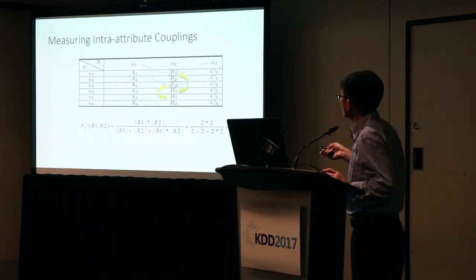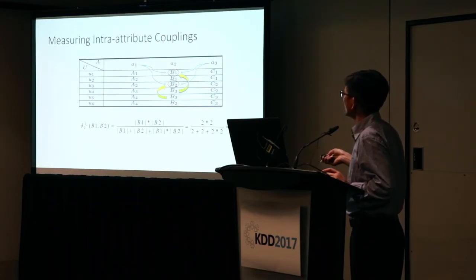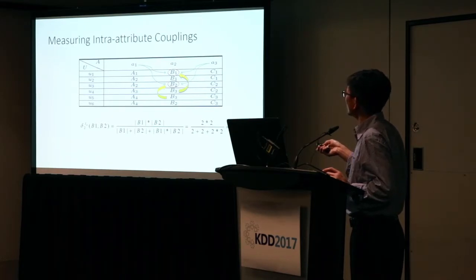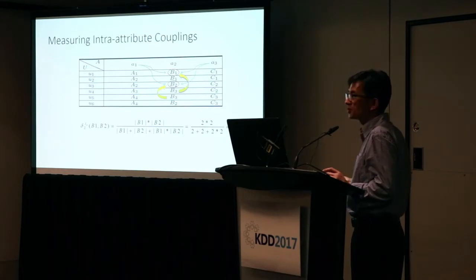So for B1, B2, for this attribute 2, you can find this relation. The similarity between B1 and B2 will be 0.5. Yeah, simple, because you've got 2 B1 and 2 B2 as well.